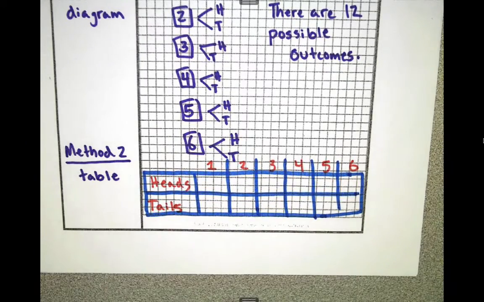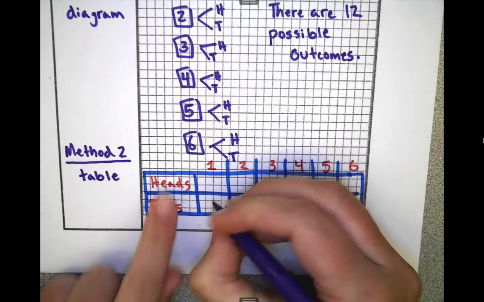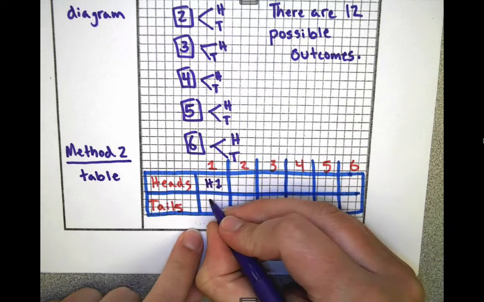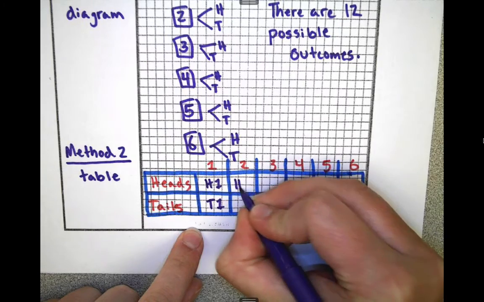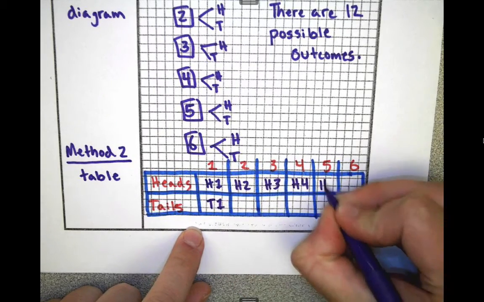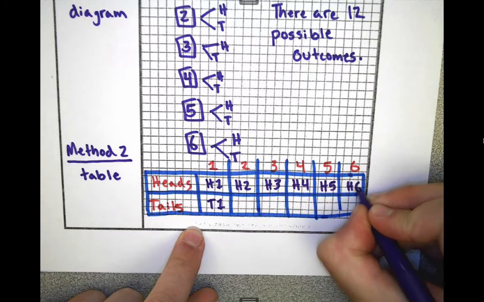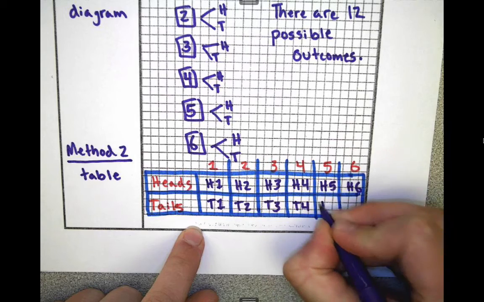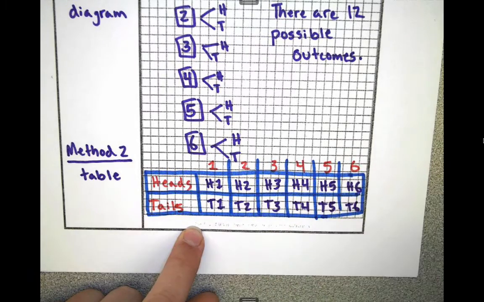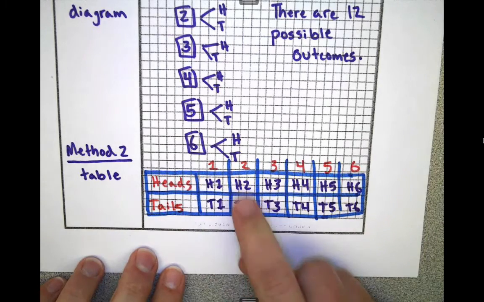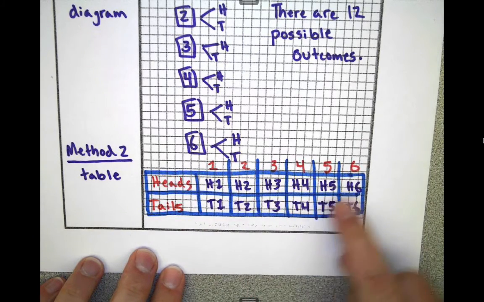What I'm going to put inside my table are all the outcomes. So I roll and flip and I get a heads with a 1, or I get a tails with a 1. I get a heads with a 2, a heads with a 3, a heads with a 4, a heads with a 5, or a heads with a 6. Or a tails with a 2, tails with a 3, tails with a 4, tails with a 5, tails with a 6. Those are all my possible outcomes. I see 1, 2, 3, 4, 5, 6, 7, 8, 9, 10, 11, 12.